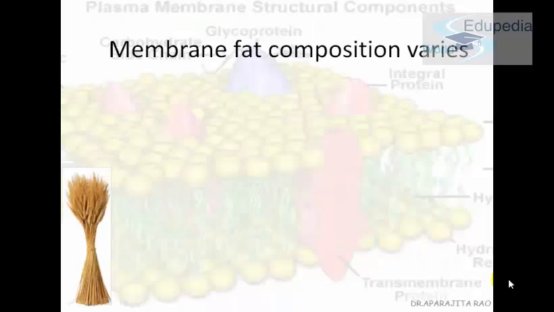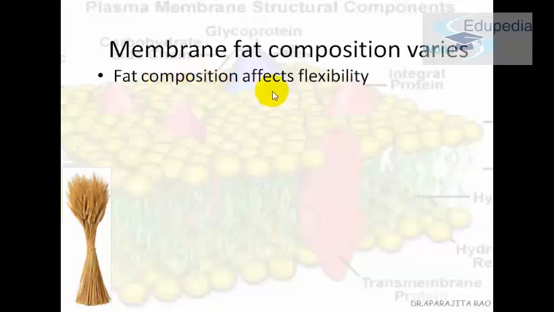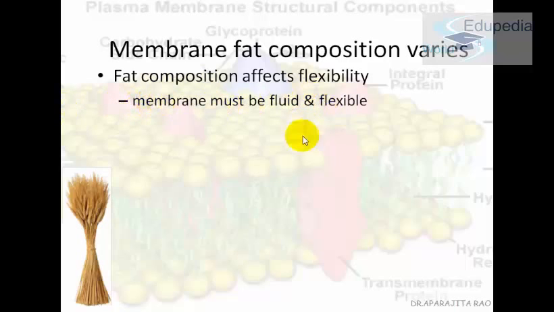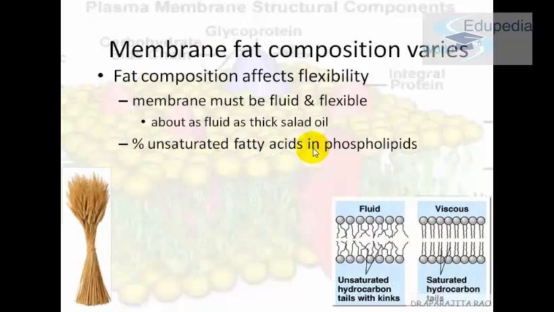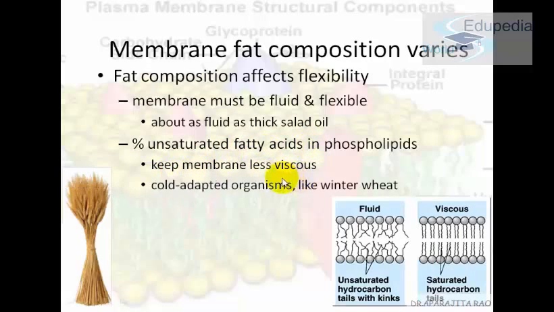Now we'll talk about the individual components of the cell membrane, that is fat, protein and carbohydrate. Fat composition affects flexibility, like we have already discussed in the previous slide, and the membrane must be fluid and flexible to function properly. It should be as fluid as thick salad oil. So why is the percentage of unsaturated fatty acid so crucial? It keeps the membrane less viscous, and it is very important in cold adapted organisms, all the organisms that live in cold temperatures.